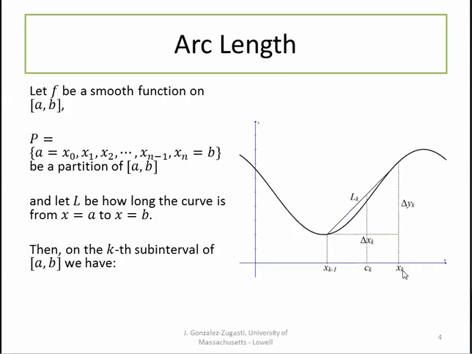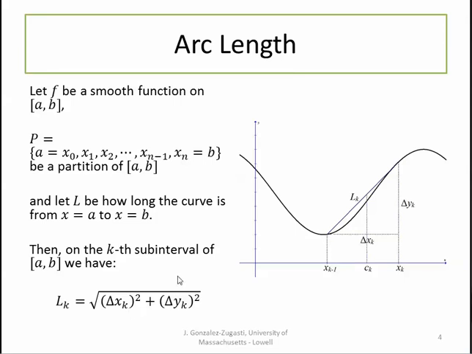Here's our kth subinterval. We can talk about this distance here, which we've always called delta x sub k. Well, let's let this distance from here to here be called delta y sub k. Then we can say that the length between this point and this point is equal to the square root of delta x sub k squared plus delta y sub k squared.